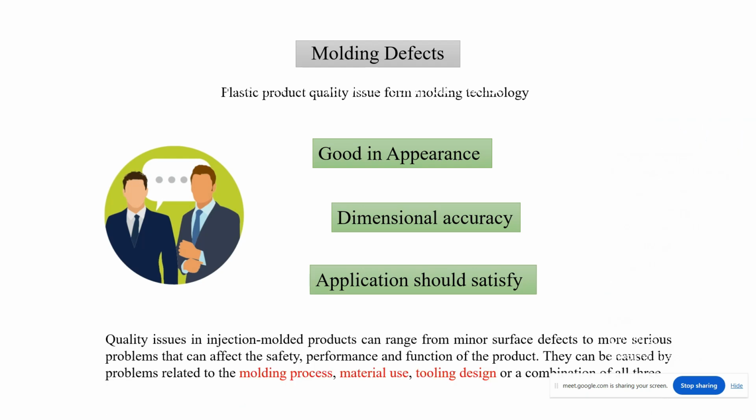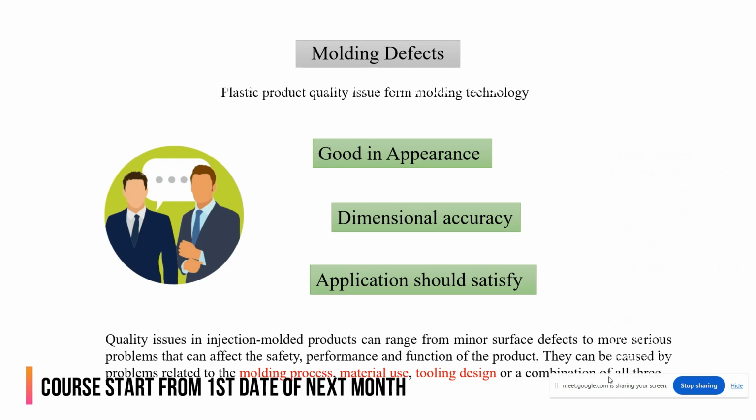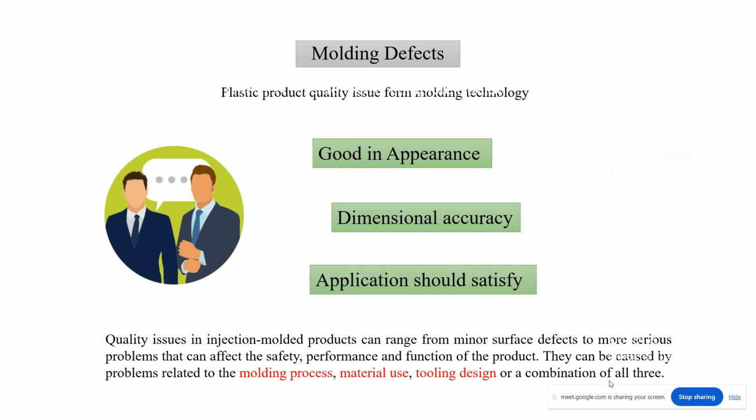So you can see that quality issues in an injection molded product can range from a minor surface defect to a more serious problem, which can affect the safety, performance or function of the product. But this type of defect or problem we can control by the injection molding process, the material used, or the tooling design. So basically this is a combination of these three things.